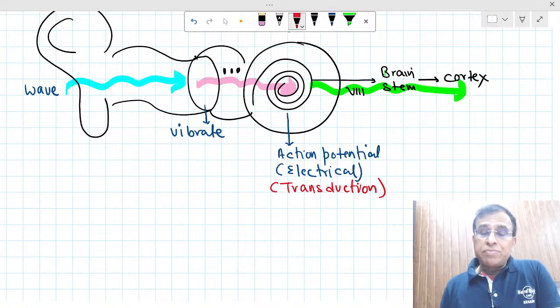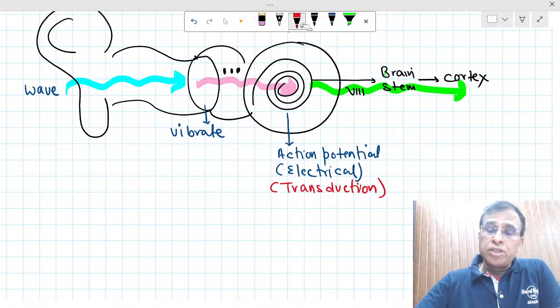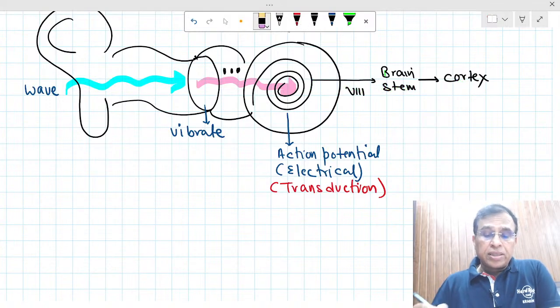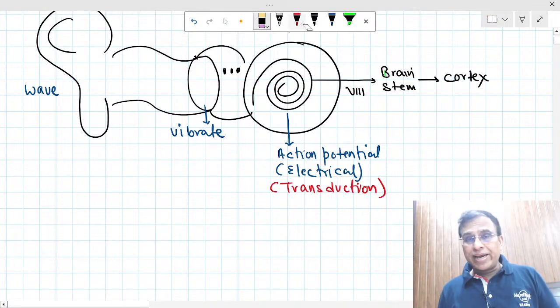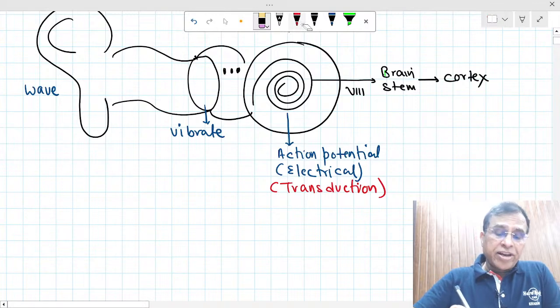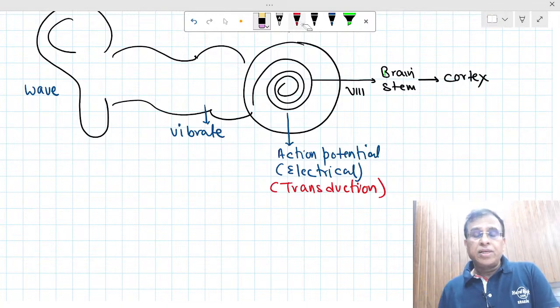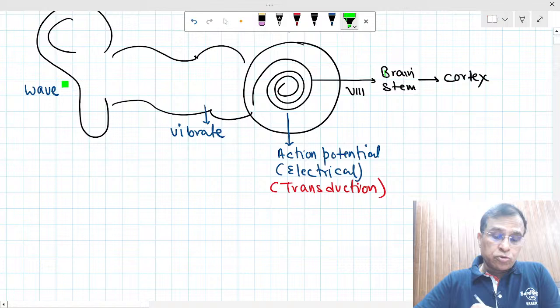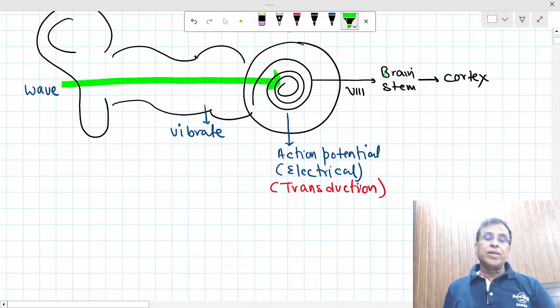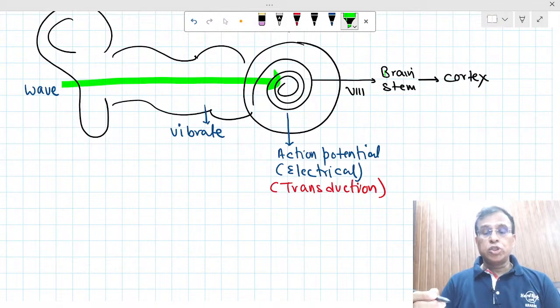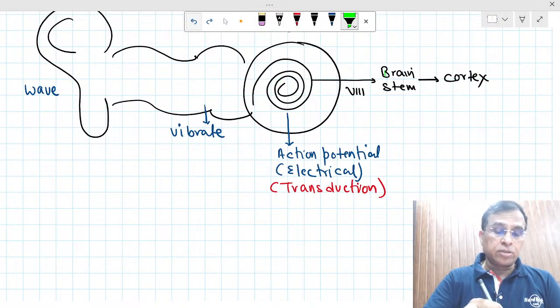Now, if cochlea is the must for hearing and the most important change happens in the cochlea, then why do we need the middle ear? See, look at the diagram. Look here. If I remove the middle ear like this, the sound can still travel through this to the cochlea and transduction will happen, which is the main thing, and hearing will happen. So why do we have the middle ear at all?